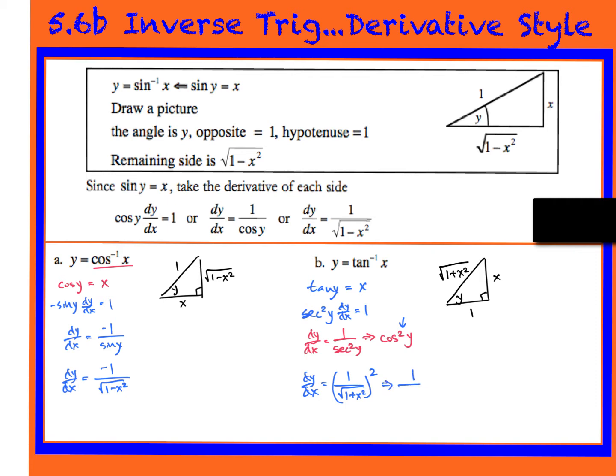I get 1 over 1 plus x squared. So the derivative of arctangent is 1 over 1 plus x squared. All right. I've just proved 3 of them. Pretty nifty.